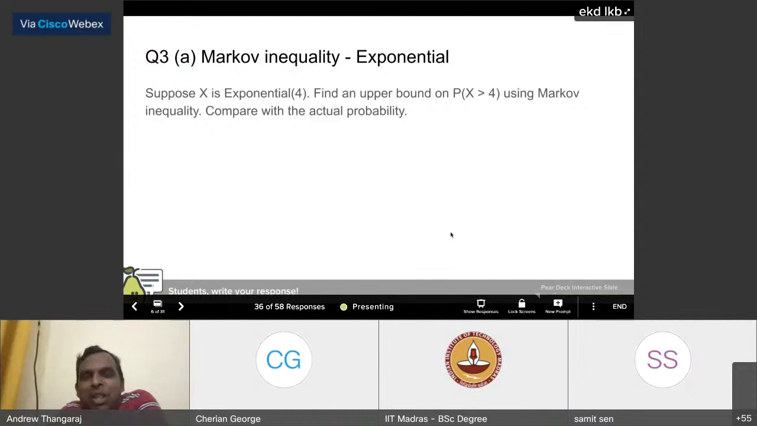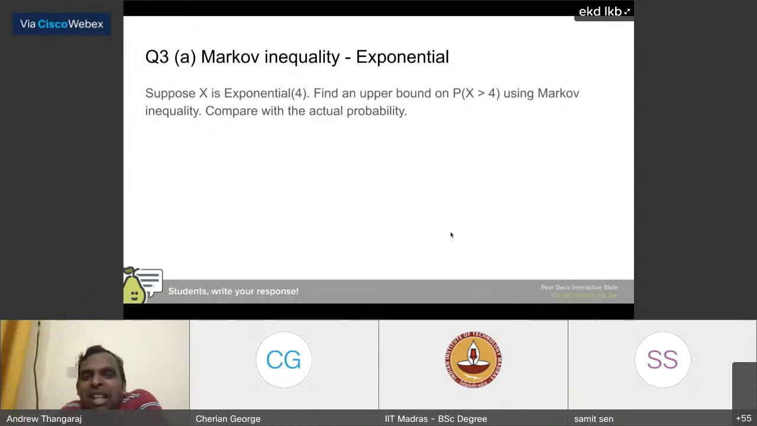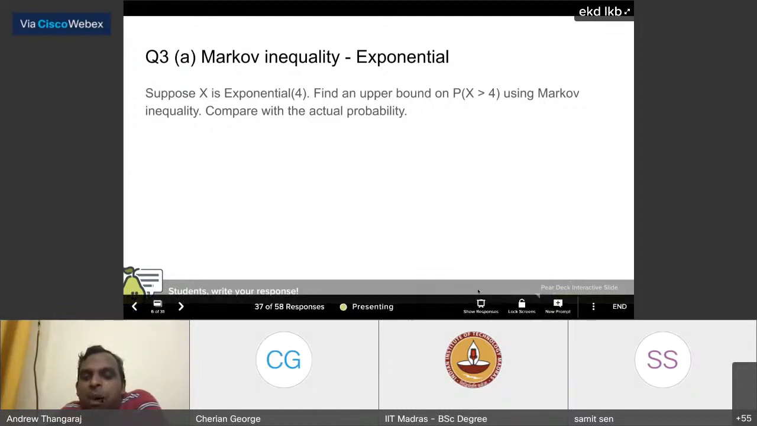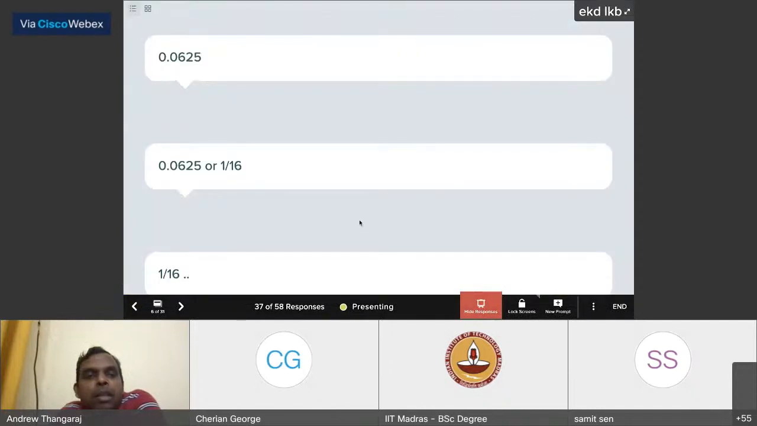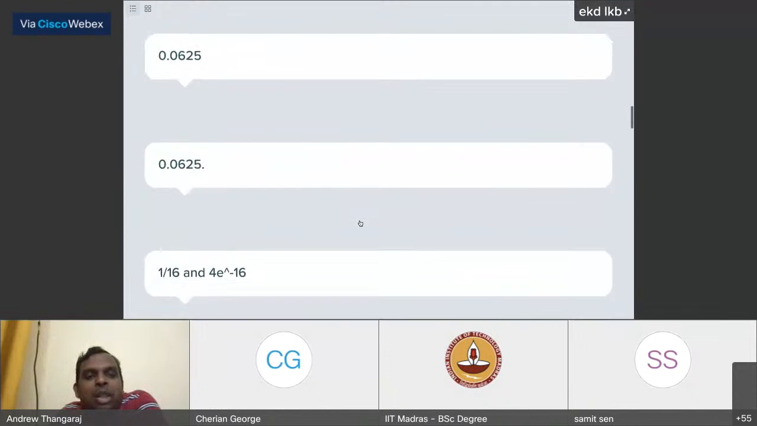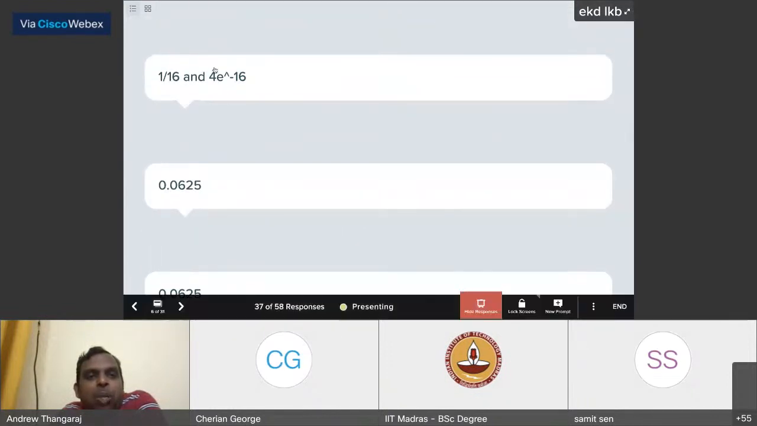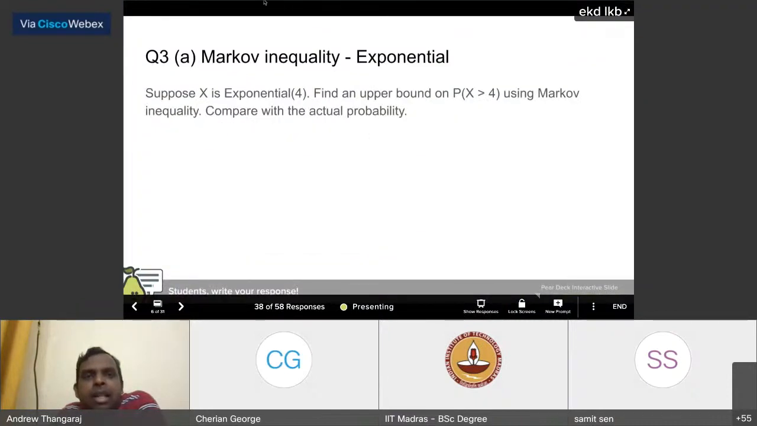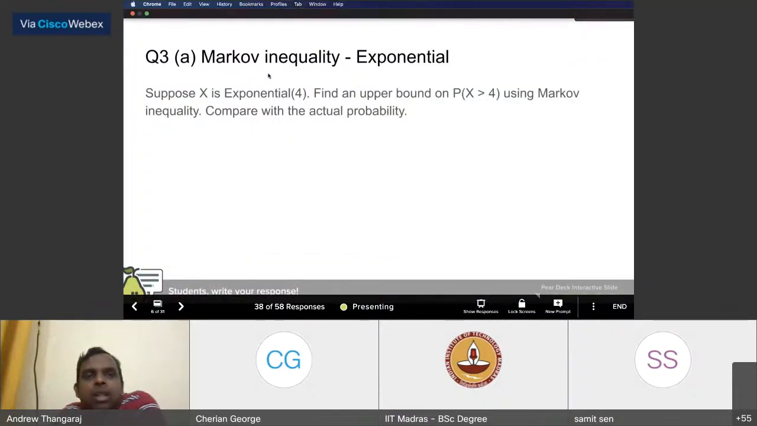Right now you're right. In these cases you can find the actual probability. So why do you need Markov? You don't need Markov. Okay, so quite a few people have found Markov. They are too lazy to find the actual probability, except for one person who has actually found it. Is it 4 e power minus 16 or just e power minus 16? I don't think the 4 will come. I think integration is a bit tricky here.